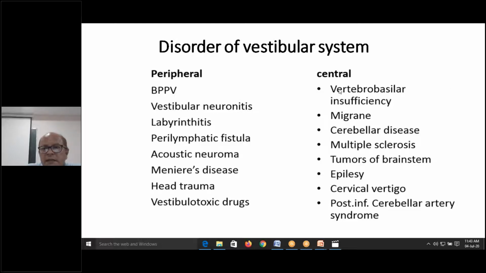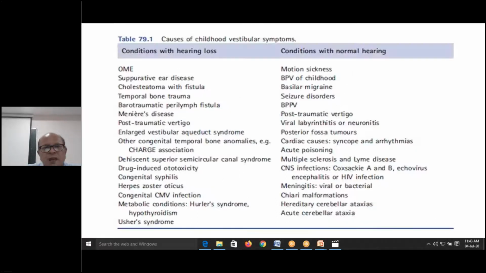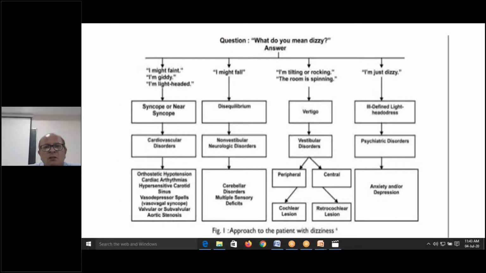Central lesions include vertebrobasilar insufficiency, migraine, cerebellar disease, multiple sclerosis, brain tumors, epilepsy, and posterior inferior cerebellar artery syndrome. So a big list is there. I have already pointed out a few of these.